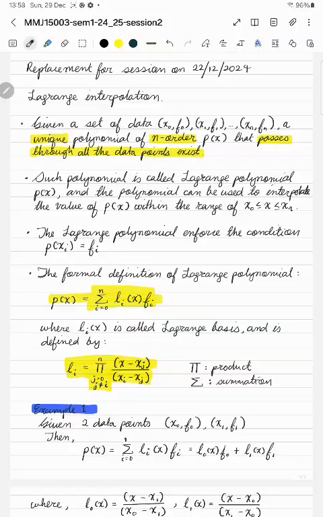given a set of data, as in the explanation there, there's always a unique polynomial of order n that will pass through all the data points. So this is the foundation of Lagrange interpolation. And what I'm going to do here is not to read all the notes for you again. That will be repetitive.